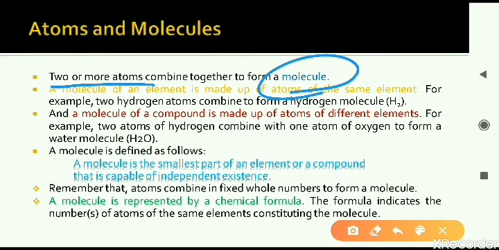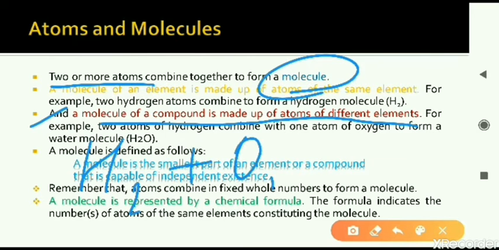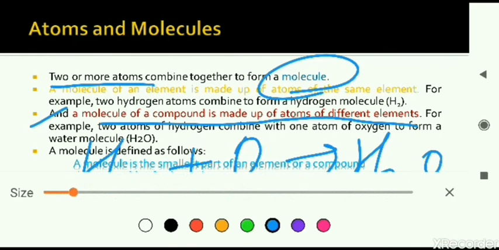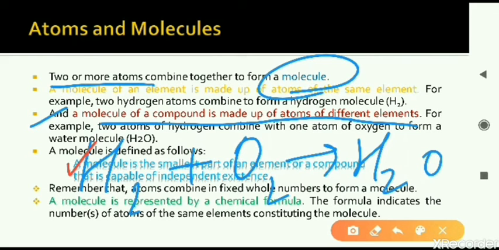So different atoms join together to form a molecule. Next, a molecule of a compound is made up of atoms of different elements. For example, water. Just now we have seen water. Water is made up of atoms of different elements: atoms of hydrogen and atoms of oxygen. So this compound, water, is made up of atoms of different elements. That is what they are saying.